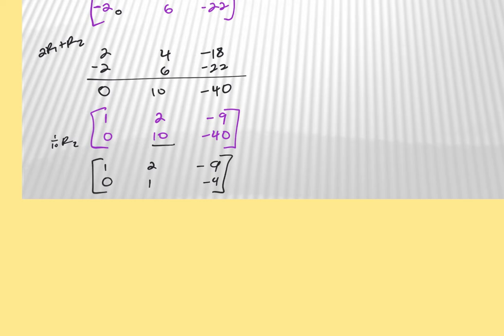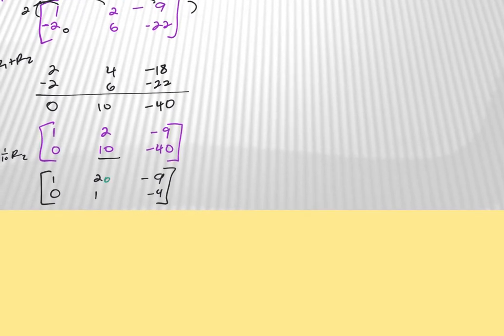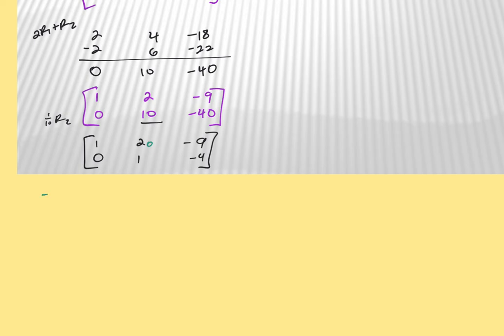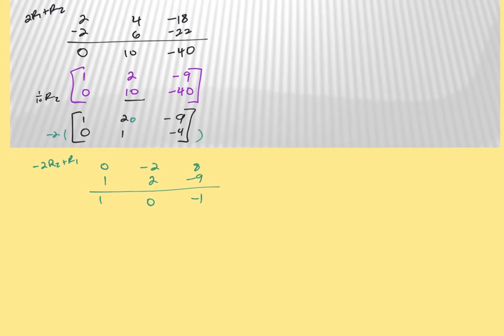I got the 1. Now I want the 0 here. So I'm going to do -2, row 2 plus row 1: 0, -2, 8, 1, 2, -9: 1, 0, -1. And that replaces row 1. So 1, 0, -1, 0, 1, -4. And now we've eliminated the back substitution part. I go straight to x equals -1 and y equals -4.